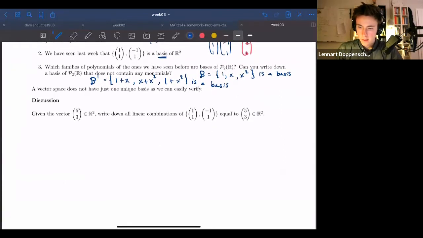Did I miss any questions? If you have questions, just raise your hand. Then I'll go into more detail. Okay, so I'll give you 2.5 minutes to discuss this. Well, we've seen before that because these span R2, there is a combination of these that gives us the vector 5, 3. And I want you to find all combinations that are equal to 5, 3.